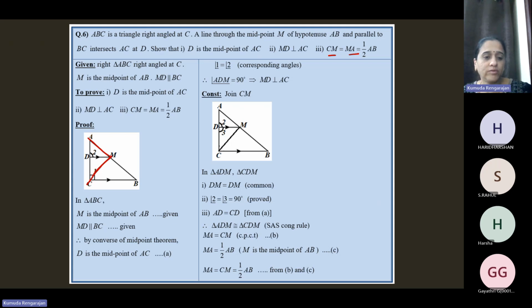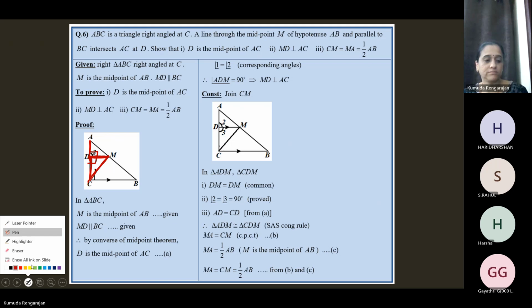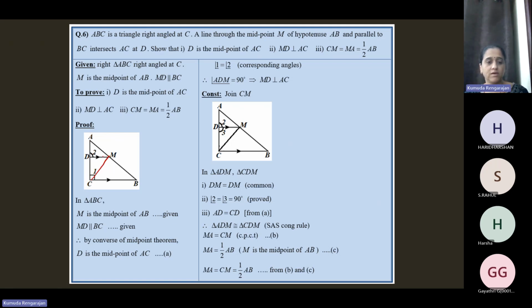Okay. So to prove that CM is equal to MA, you need to show that these two triangles are congruent, because MA is of this triangle and CM is of this triangle. So show that these two triangles are congruent. This becomes a common side, right? Okay, this is the common side. Then 90 degrees, 90 degrees, and then AD is equal to CD.